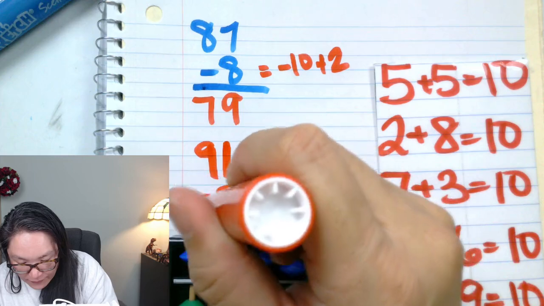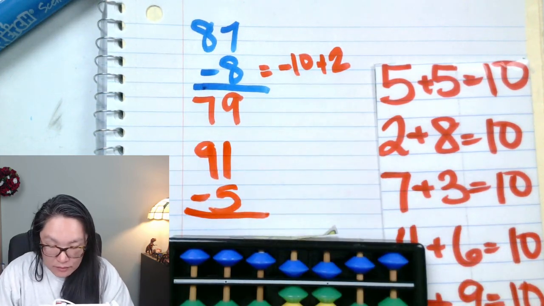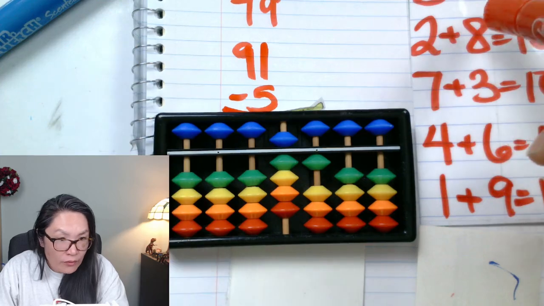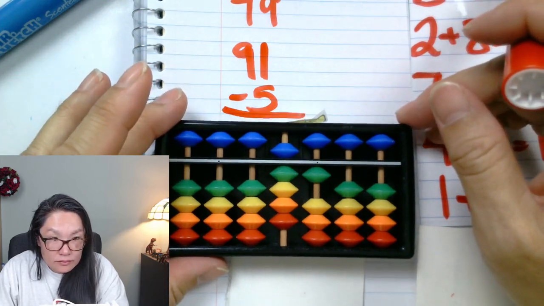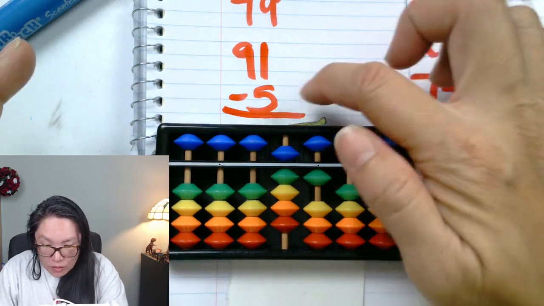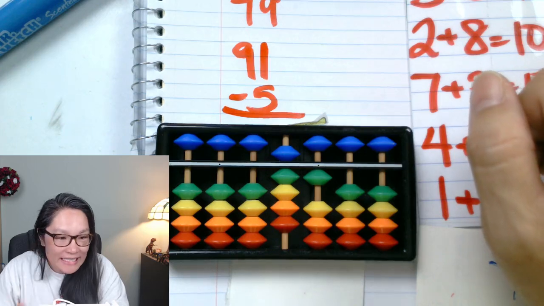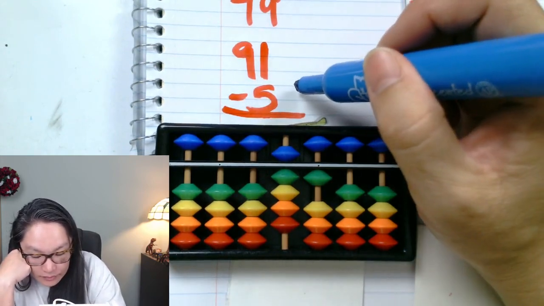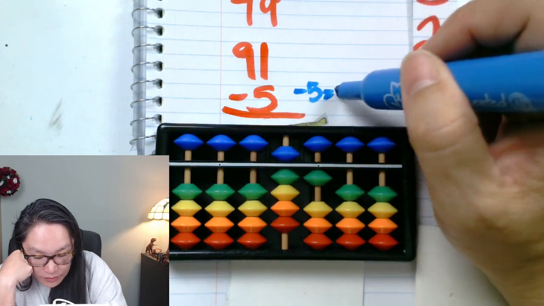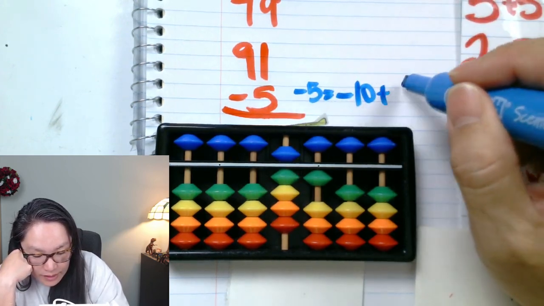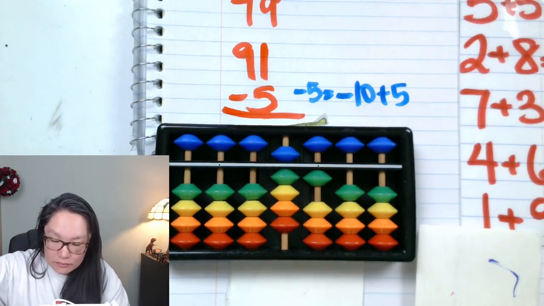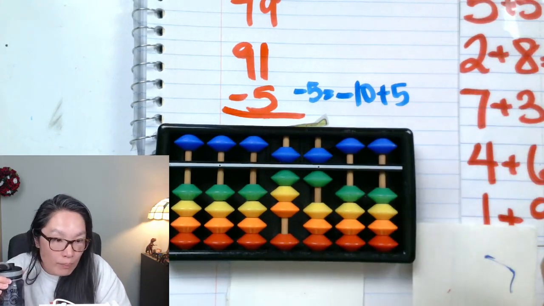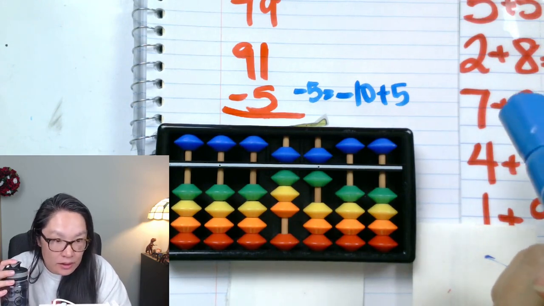91 minus 5. What is the formula for 5? So we have 90, and we have 1. How do we do this? That's so easy. Minus the 5 is equal to minus the 10 plus the 5. Exactly.